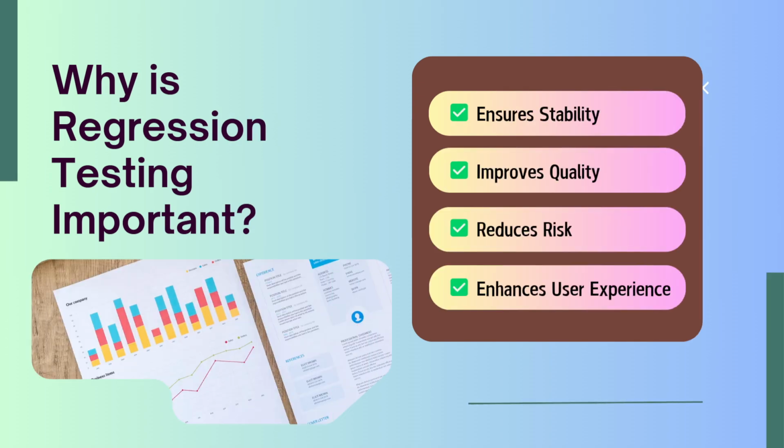So why is regression testing important? First is to ensure stability: confirm that software updates don't break existing functionality. Second, improve quality: it finds unintended bugs introduced by new code changes. Third, reduce risk: it prevents costly post release failures. And last, it enhances user experience, ensuring that customers don't experience issues due to updates. So basically regression testing acts like a safety net. It ensures that as we improve software, we don't break what was already working.